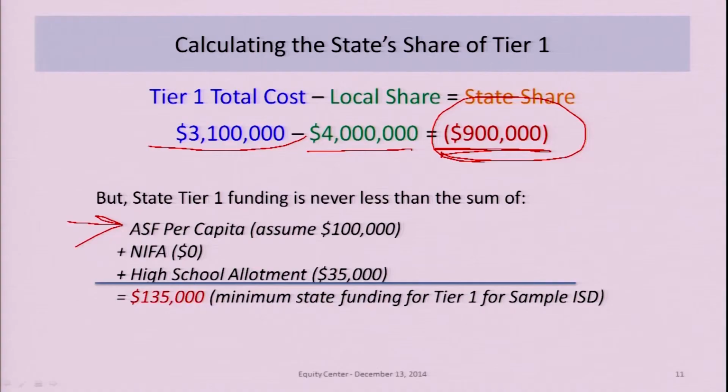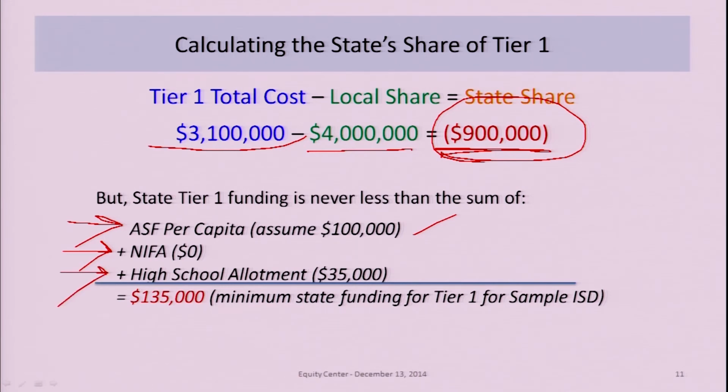If you're property wealthy and the state's not going to send you any money because your local fund assignment was greater than your Tier 1 amount, you still get this money, and it's on top. It's in excess, and it can amount to $300 or $400 per ADA. So it's not an insignificant amount of money. In this illustration, we're going to assume it's $100,000. And also, you get NIFA, the New Instructional Facilities Allotment, which doesn't apply to most districts, and it's also funded at $0, so you can take that for what it's worth.